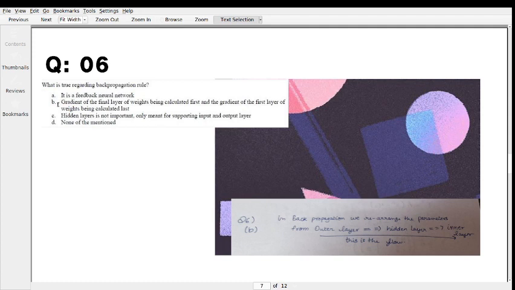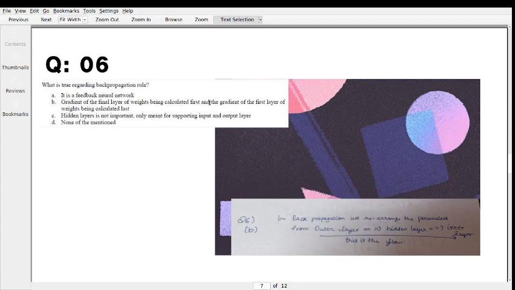Gradient of the final layer of weights being calculated first, and the gradient of the first layer of weights being calculated last. Yes, this is the correct option because it moves in the backward way, so it will first go to the outer layer, then the hidden layer, then the input layer. In this way the backpropagation happens.